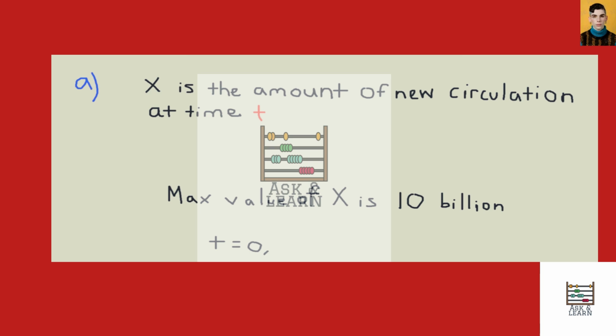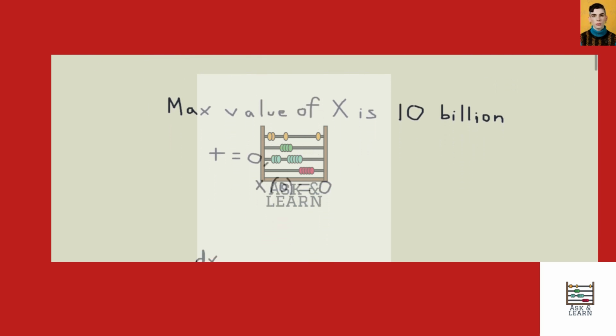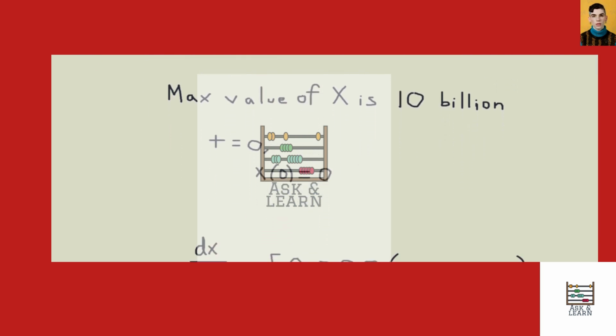Do you notice that there's an implicit assumption that the total amount of paper currency remains constant at 10 billion? So the maximum value that we have is 10 billion. And for that, since there are no new bills at t equals 0, we have that x of 0 equals 0. This is our initial value.